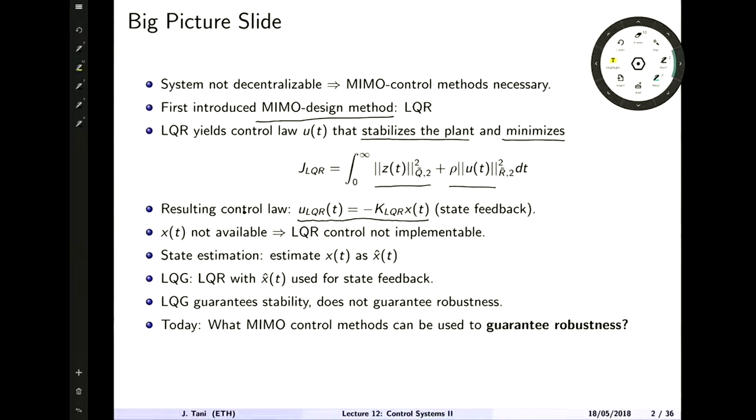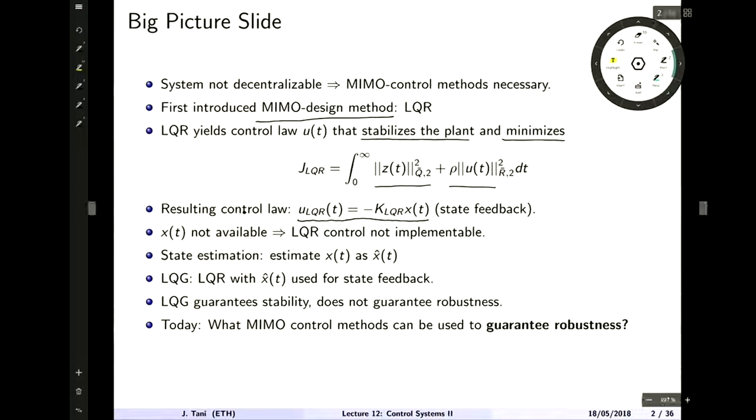Did anybody of you do the hardware exercise? So you implemented LQR. What happened there? Well, in fact, you didn't implement LQR, but on the Dadaibot, there was a state estimator that gave x estimate to you, and then on that, you did LQR. So in fact, you did LQG.